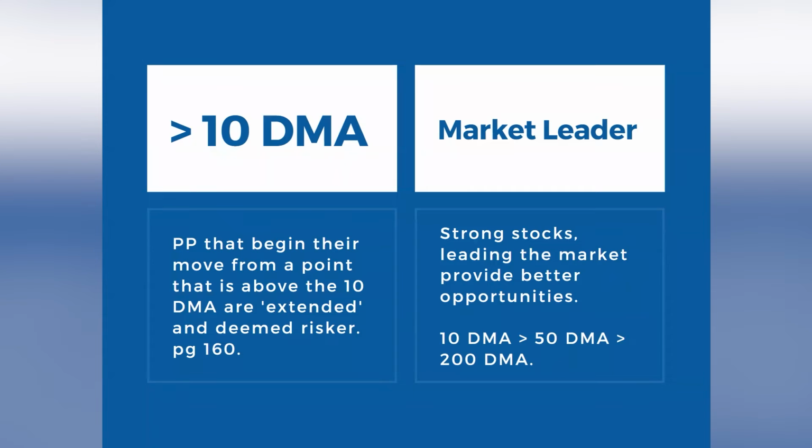They're all talking about investing in market leaders, to trade the market leaders. When we're talking about trading market leaders, these are strong stocks. They're leading the market to provide better trading opportunities. In short, and we'll see this in the examples, the 10-day moving average is above the 50-day, is above the 200-day moving average. What that pretty much means is that the stock or the share price is going up, in short.